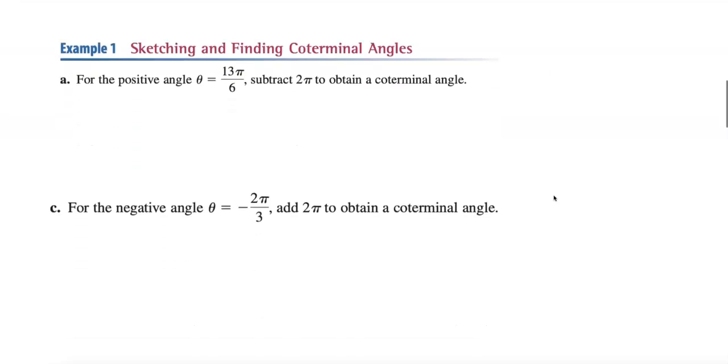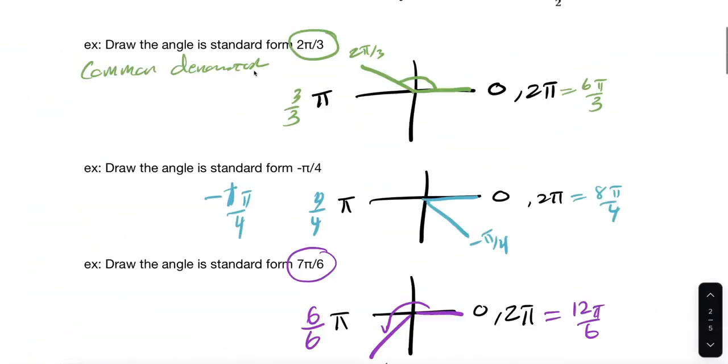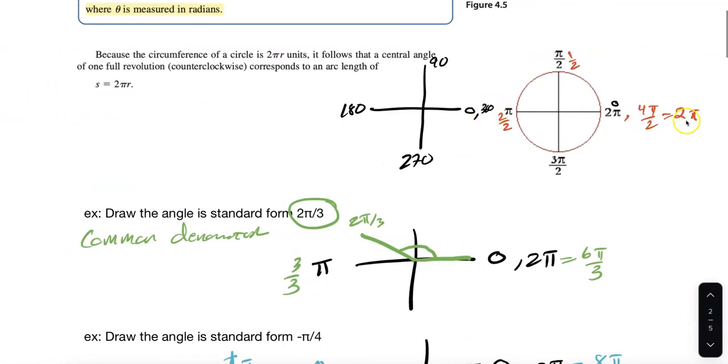Okay. Let's sketch and find coterminal angles. So remember what coterminal angles were? We just added or subtracted 360. What's going on here, though? We're in radians. So how do we take care of that? Same concept. We just add or subtract 2 pi. Remember, that's our 360. 360, 2 pi. Same thing.